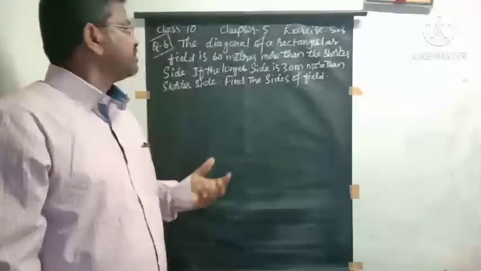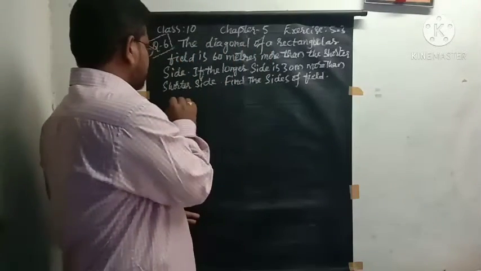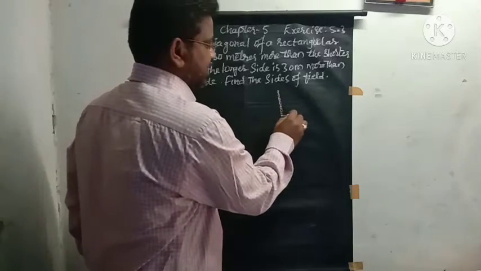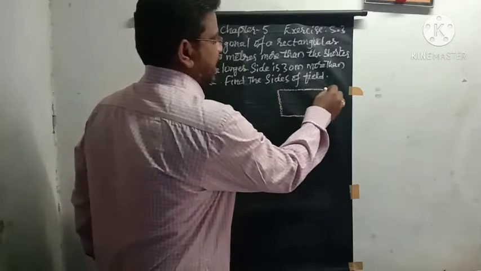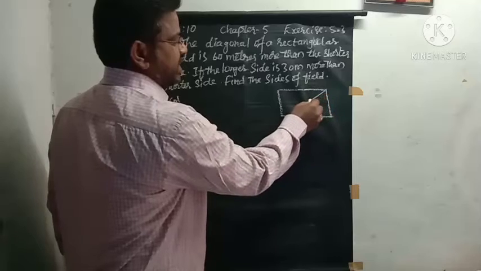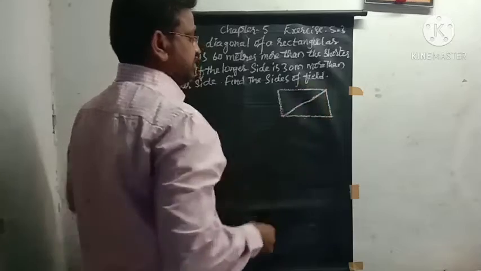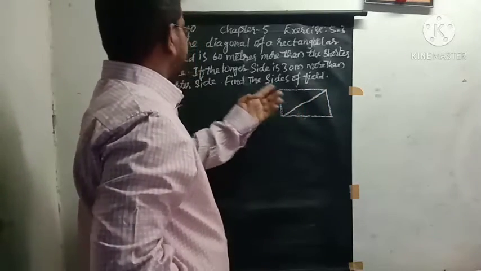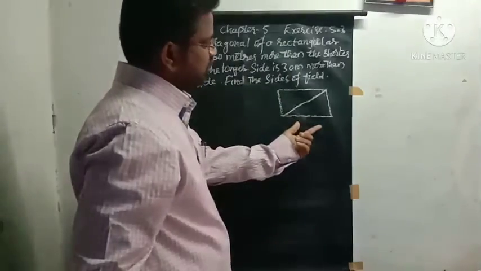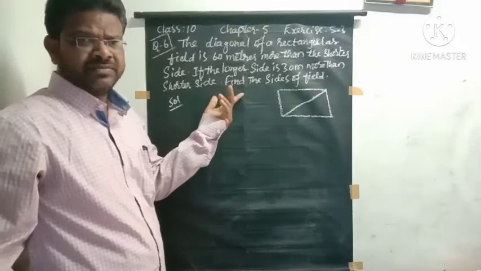So in this question, the diagonal of the rectangular field, solution. You know everyone, the rectangular field should be like this. So in that rectangular field, the diagonal, I think this is the diagonal. The diagonal of this rectangular field is 60 meters more than the shorter side. So what is the shorter side? We didn't get any information about the shorter side in the given question.